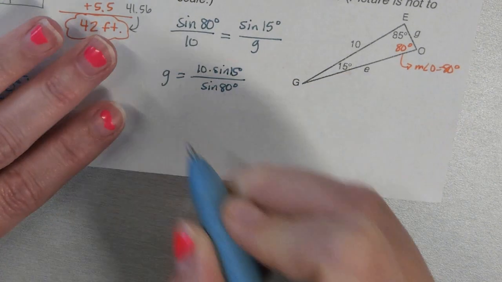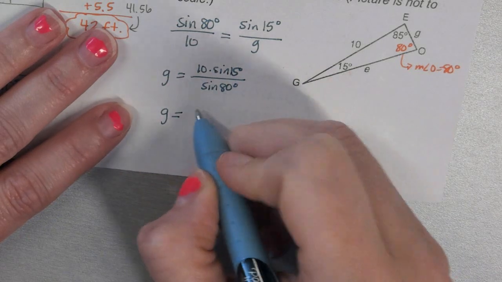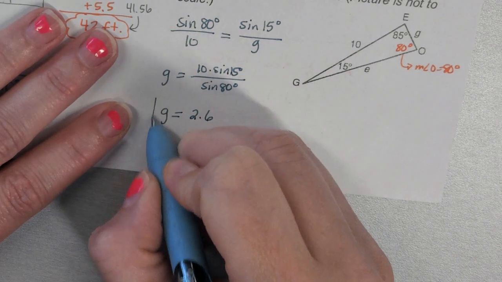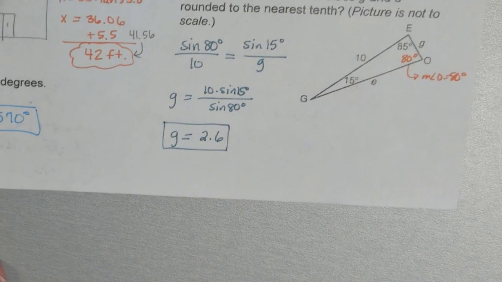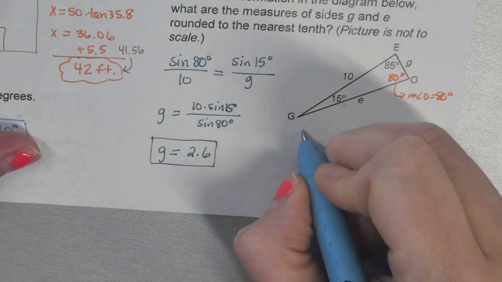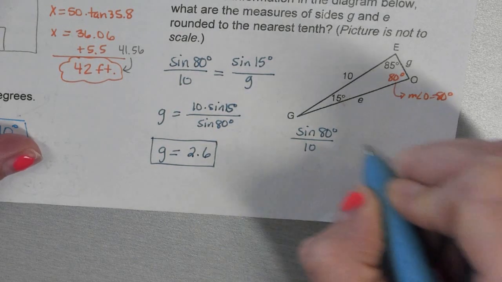Great. Okay, and then you should get about 2.6 for this. And it does say to the nearest tenth, so we'll round it to the nearest tenth. Now, your setup for the other one is the sine of 80 over 10.